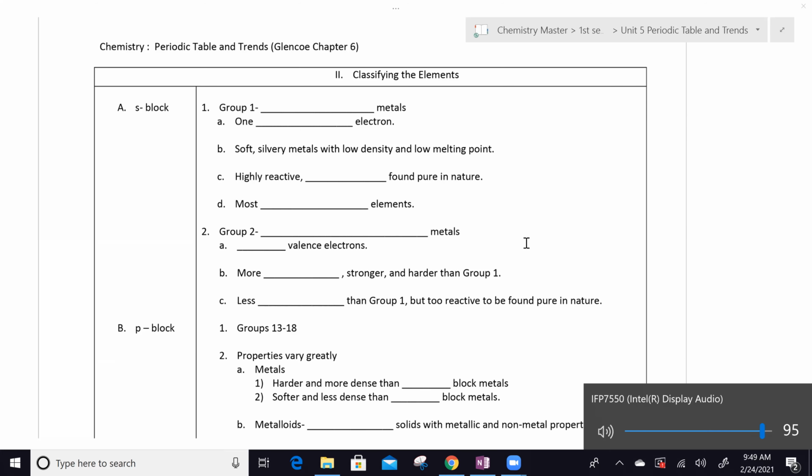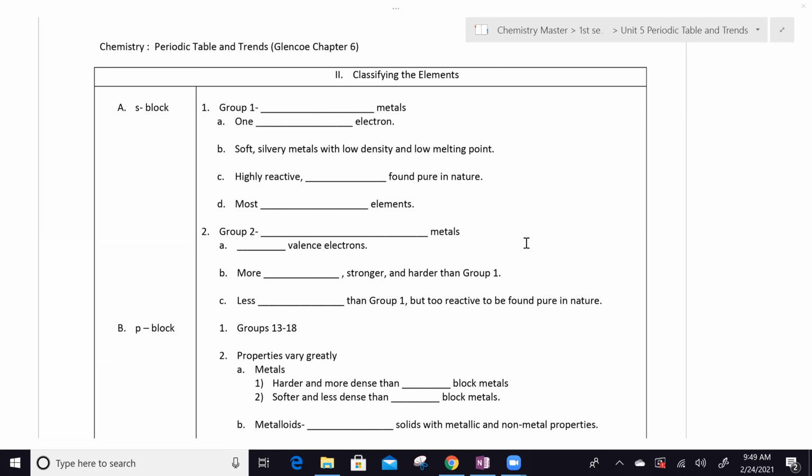Very nice. And then how many valence electrons? Somebody can tell me that. Two. Thank you. 2 valence electrons. It's in group 2. All right. These are more dense and stronger and harder than group 1, okay? But less reactive than group 1, okay? So they're still very reactive, but not quite as reactive as group 1, okay?